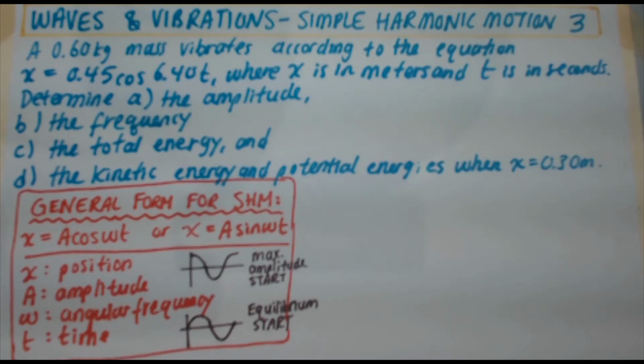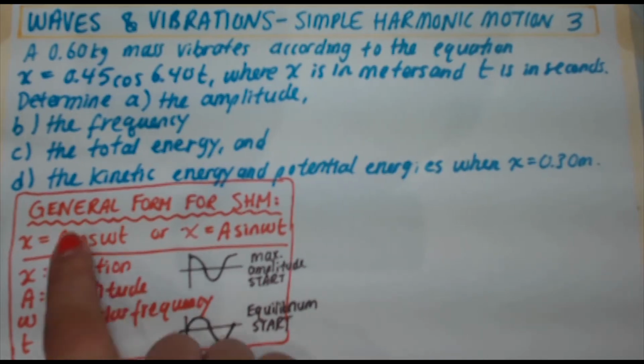Simple harmonic motion 3. A 0.60 kilogram mass vibrates according to the equation x equals 0.45 cos 6.40 t, where x is in meters and t is in seconds. Determine A, the amplitude, B, the frequency, C, the total energy, and D, the kinetic energy and potential energies when x equals 0.30 meters.